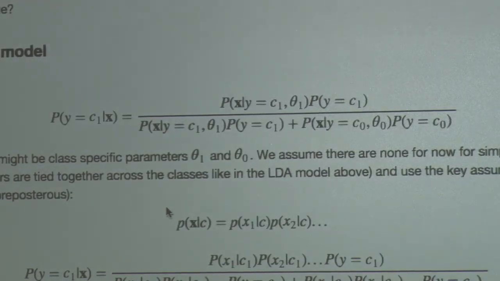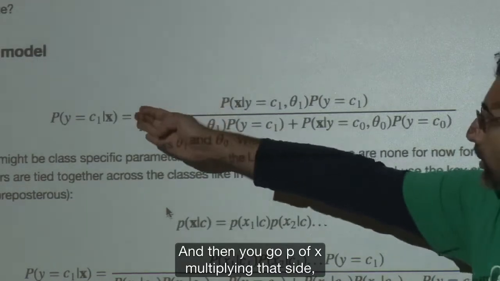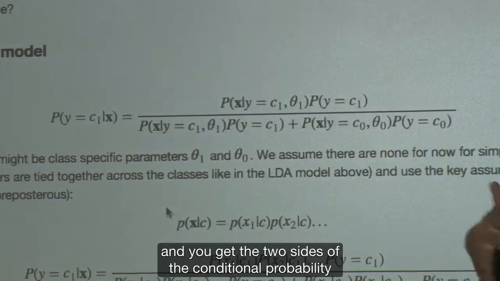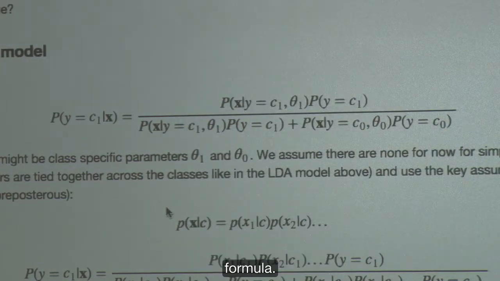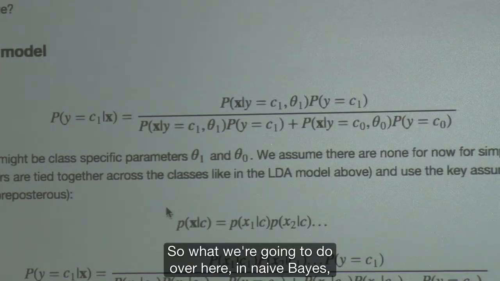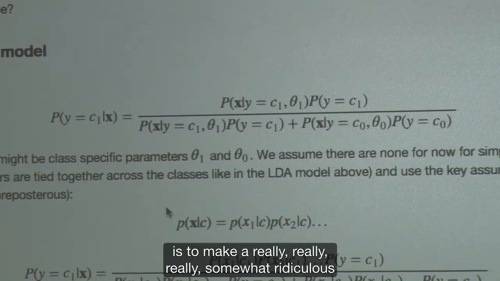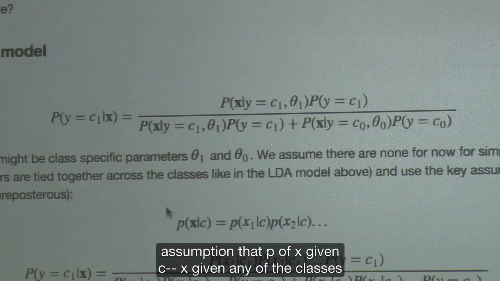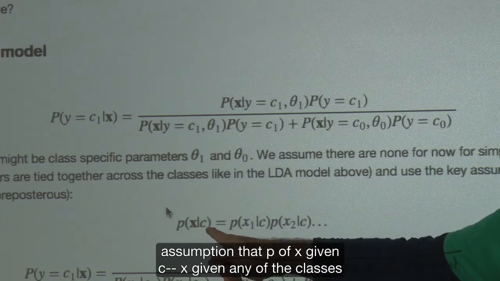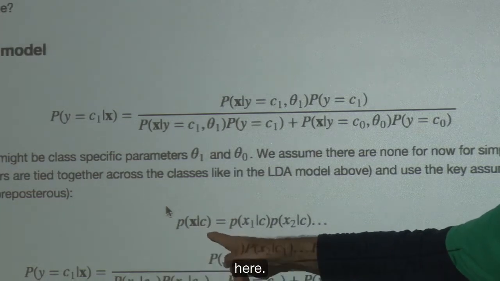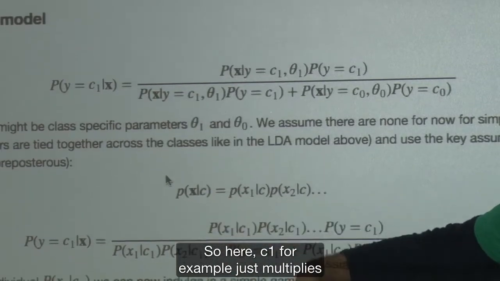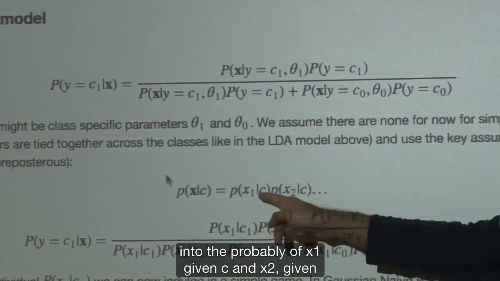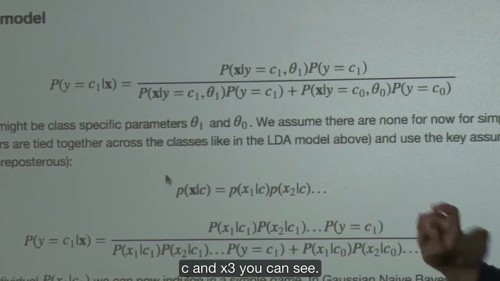Okay. So then you multiply by P of x on that side, and you get the two sides of the conditional probability formula. What we're going to do here in naive Bayes is make a really, really somewhat ridiculous assumption: that P of x given C, for any of the classes, like C1 for example, just factors into the probability of x1 given C, times x2 given C, times x3 given C.